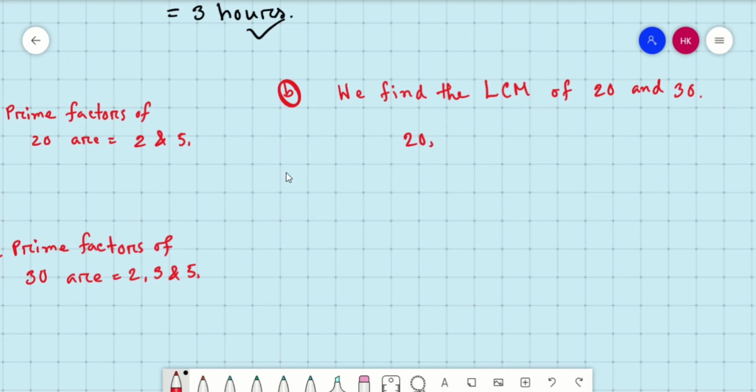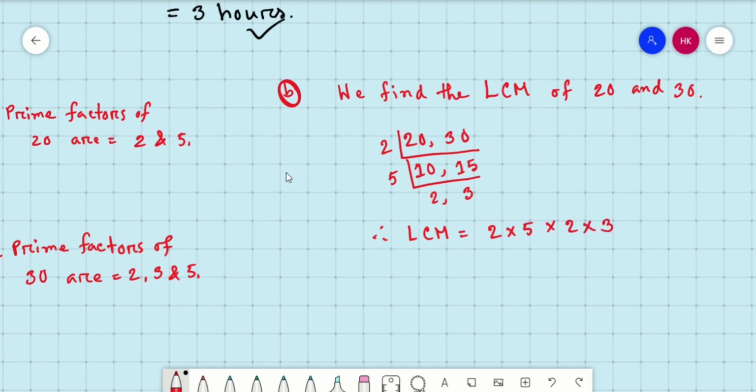So how can we find the LCM? By using Euclid method. So 20 and 30, at first we divide it by 2 because both 20 and 30 are even numbers. So we divide this 20 by 2, it will be 10, and 30 divided by 2, it will be 15. Now if we divide this number again by 5, we just got 2 and 3. Therefore LCM will be 2 times 5 times 2 times 3. So our answer will be 10 times 6, that means 60.